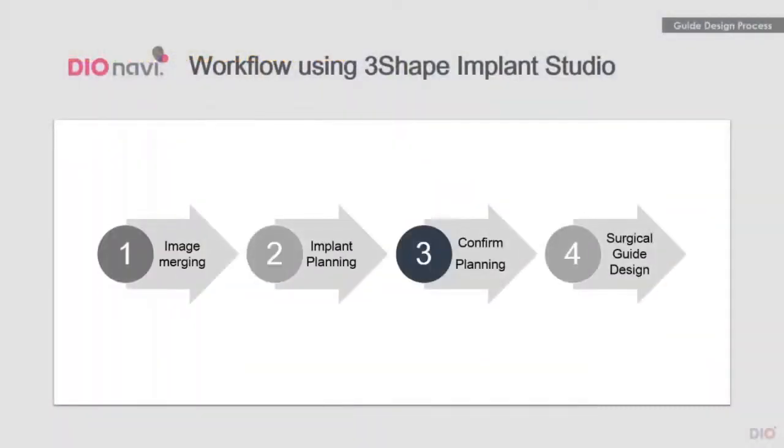First, before learning the DioNavi design process, I will describe the entire DioNavi workflow. The DioNavi process starts from image merging, implant planning, and guide design through 3Shape Implant Studio software. The important thing here is the third process, confirm planning. Only after the surgeon has checked and approved the implant planning provided by Dio, it can proceed to designing and producing the guide. On the next page, let me show you a video of the process from when the order is received for the guide surgery to process merging, implant planning, and guide design.